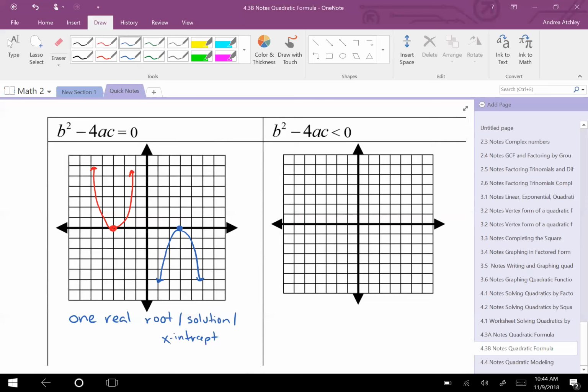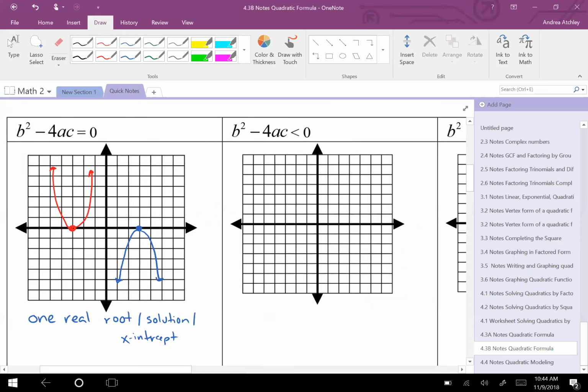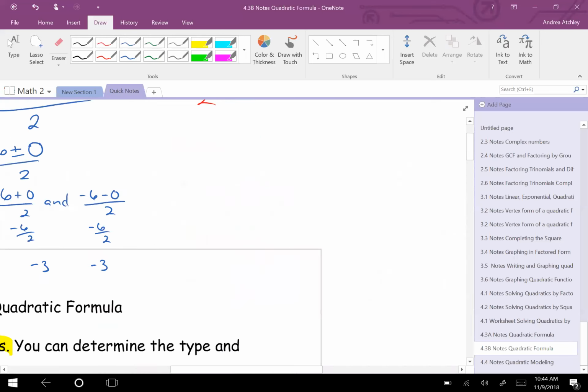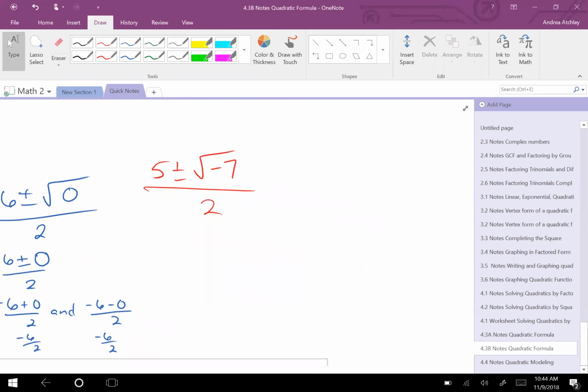Now we want to determine what would happen if the b squared minus 4ac inside that radical was less than 0. What numbers are less than 0? Negatives, okay, so put negative here. If our discriminant was negative, that would look something like this. Again, you don't have to write this down. It'd be something like 5 plus or minus the square root of -7.